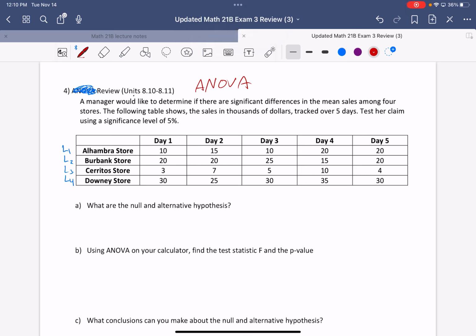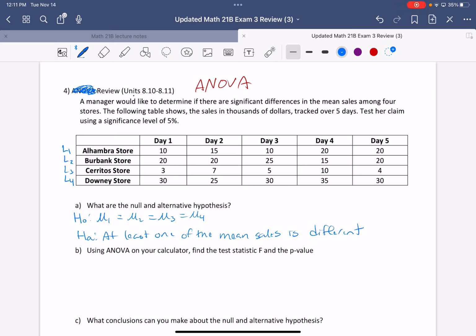All right, guys, so we had already discussed that this is an ANOVA problem. And so for an ANOVA problem, the null hypothesis is always that the means are equal. We have 4 of them, so it's going to be mu1 equals mu2 equals mu3 equals mu4. And then for the alternative, at least one of the mean sales is different.